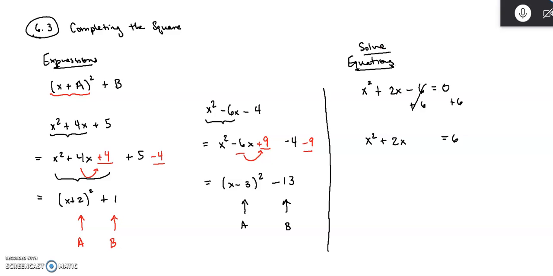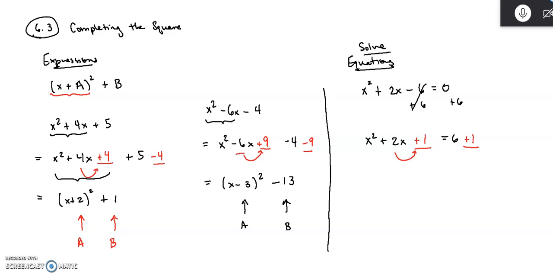Same process here. I'm going to divide by 2 and square it. Divide by 2 is 1, square it is 1. Okay, so I add 1 here. Now to balance an equation, I can add 1 to the other side. Whatever we do to one side, we do to the other side. So that's the difference between an expression and an equation. Expression, I have to do plus and minus to balance it out. An equation, I add the same amount to both sides.